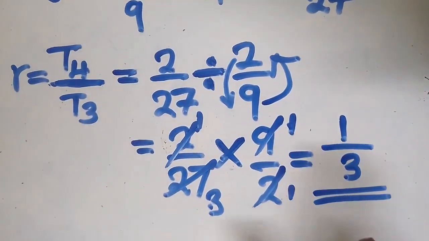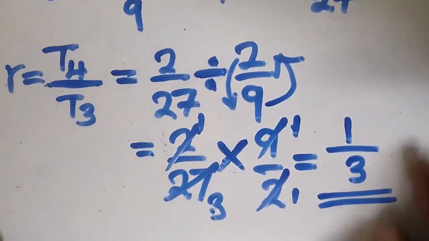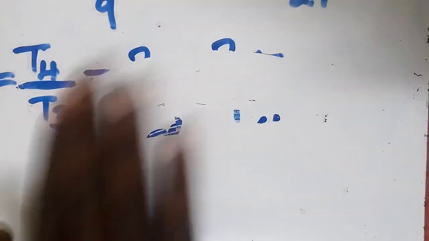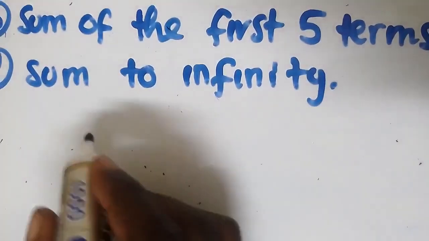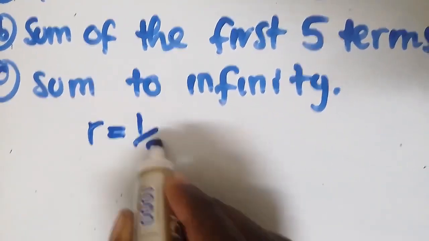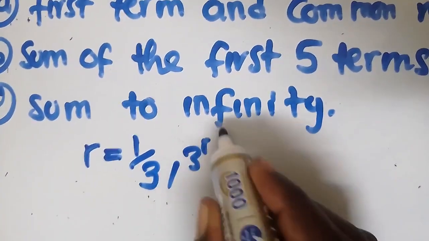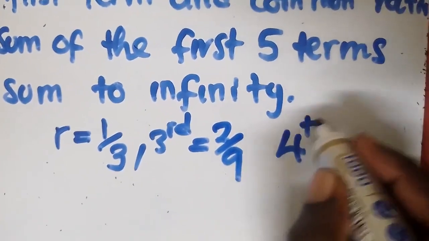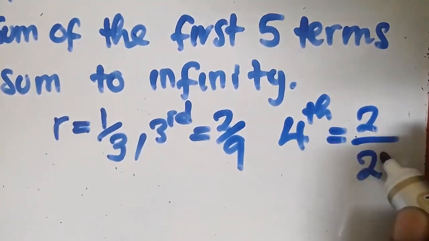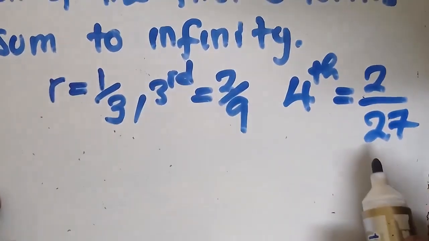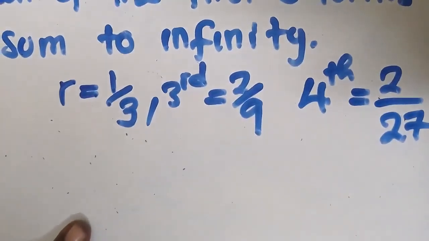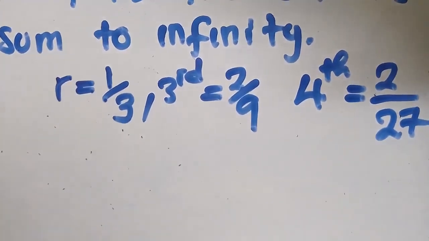So on that first question, we are told to find the common ratio and the first term. This is our common ratio, and this is how we calculate it. Now the common ratio is 1 over 3. I know the third term is 2 over 9, and the fourth term is 2 over 27. Using the data I have, the common ratio is solved, so I want to determine the first term.